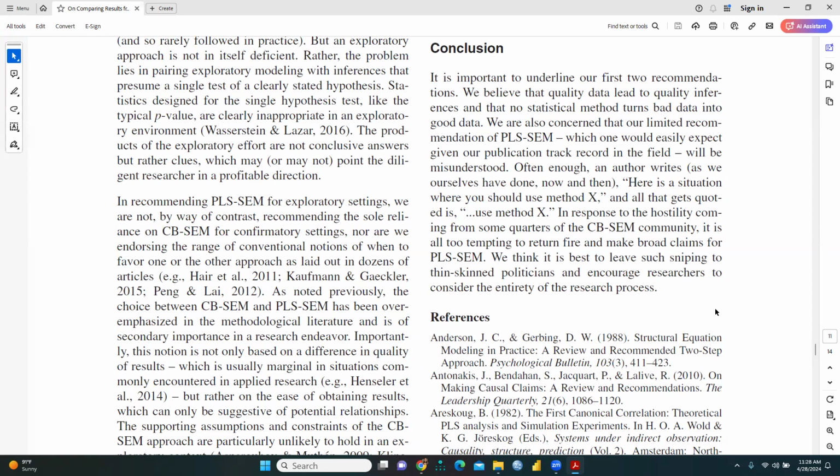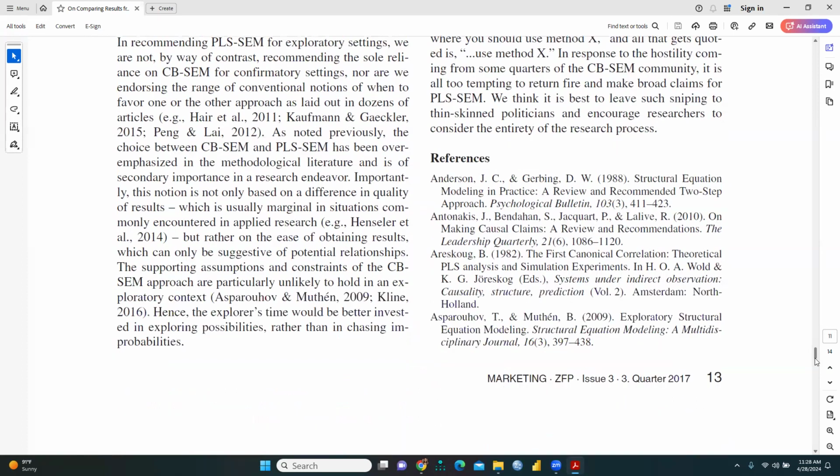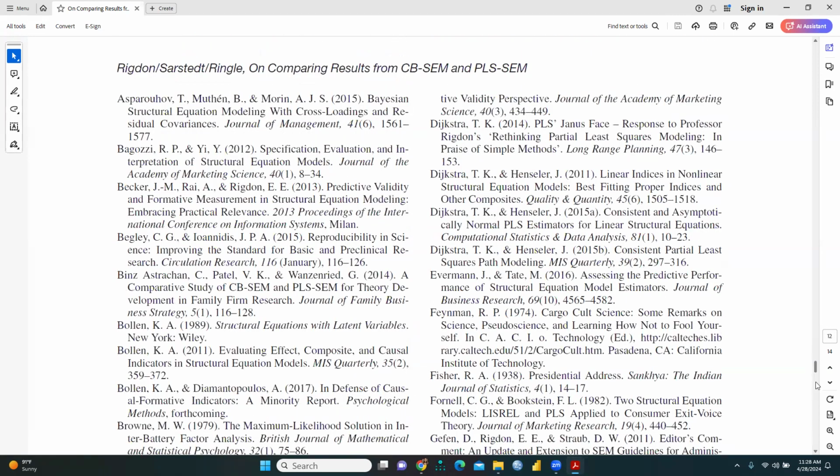It means that if you put in bad data, you get bad output, and with good data, good output. That entirely depends upon your sample size, your data, and all these things.